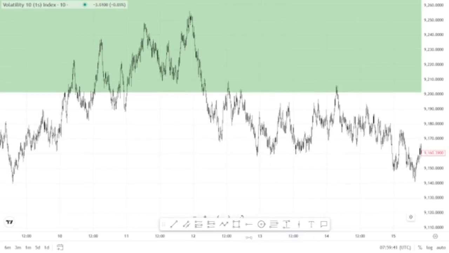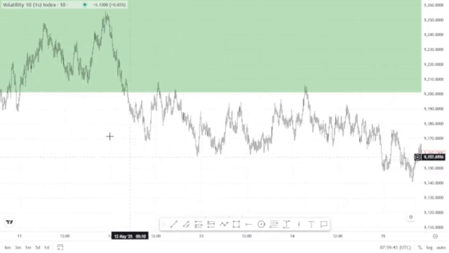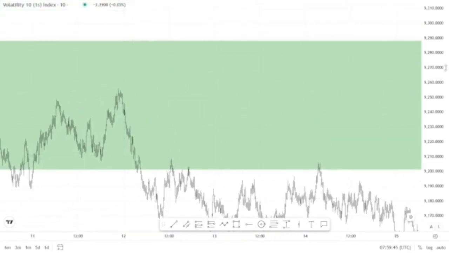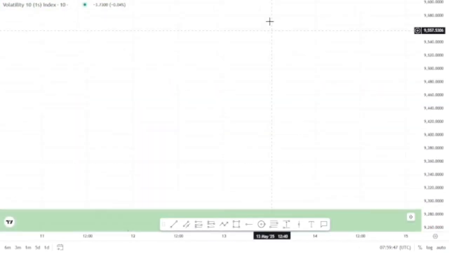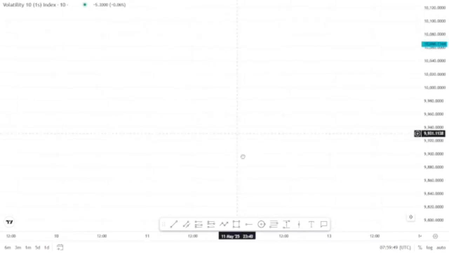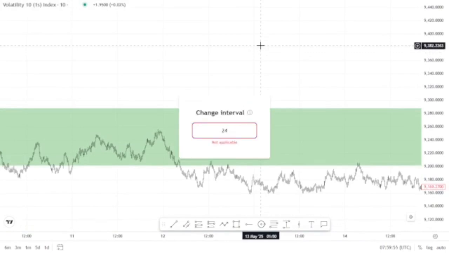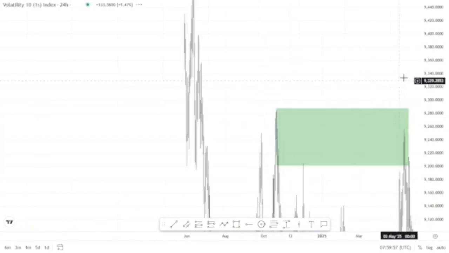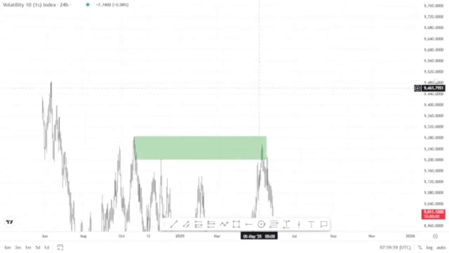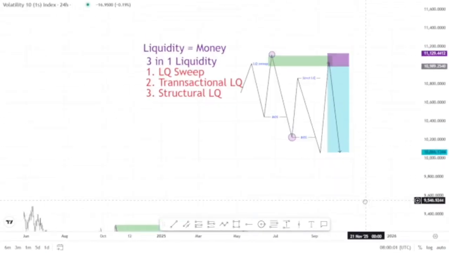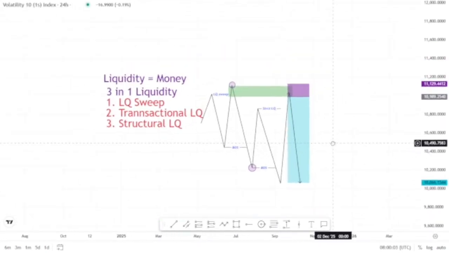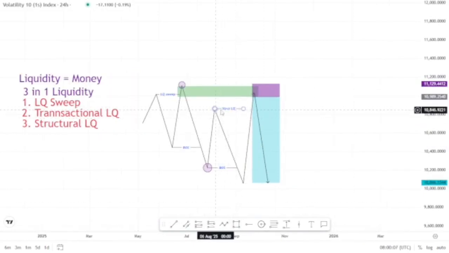Sorry, I think I forgot to say something. One other criteria that invalidates, sorry. Let's go back to 24 hours time frame. So one other criteria you need to look at before picking your structure, your POI, is this: structural liquidity must not be at the same level.